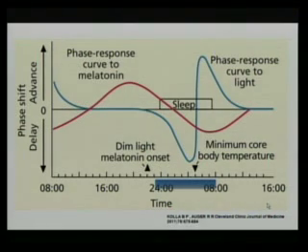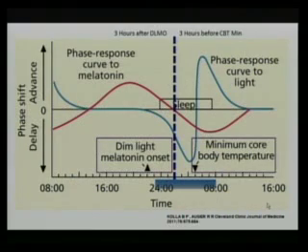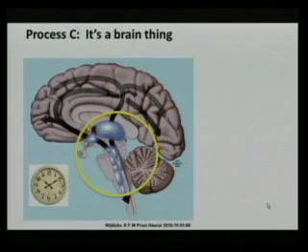If I give you melatonin at 4 o'clock in the afternoon, what it does to your circadian timing is it advances it. However, if I give you melatonin after this crossover point here, which is about 3 hours after the dim light melatonin onset, it will cause a delay to your sleep phase.